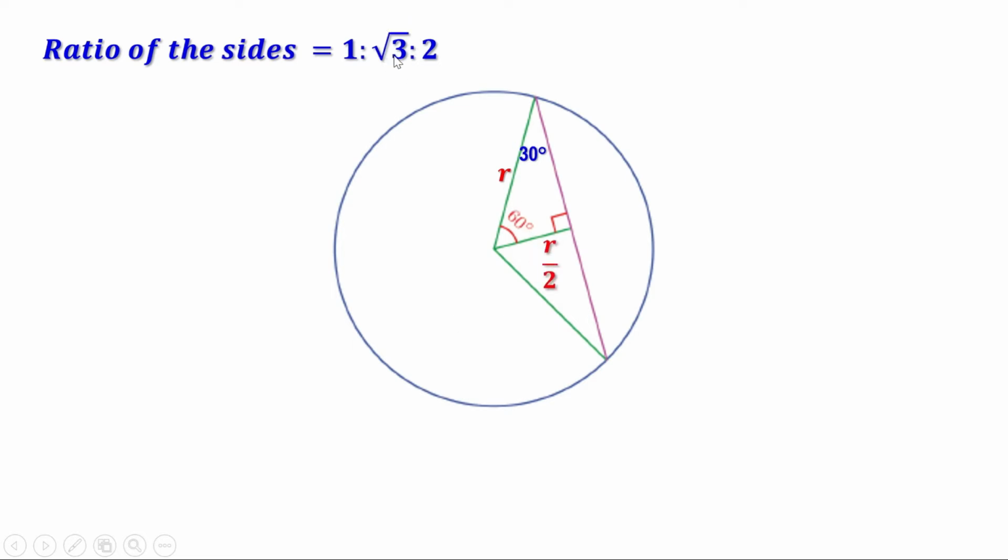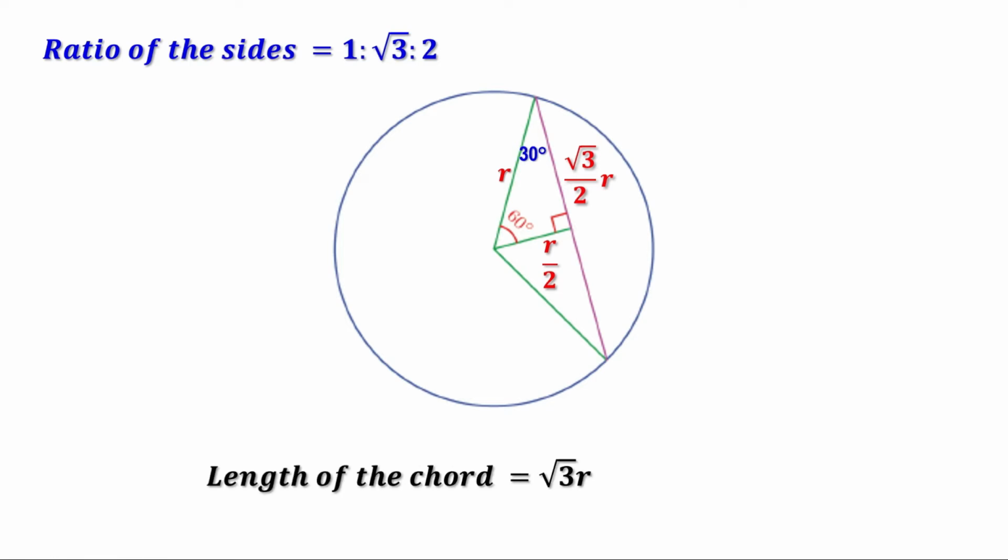Now the other side is root 3 times the shortest side, that is root 3 into shortest side. Therefore, this side is root 3 into r by 2 or root 3 by 2 into r. Since the length of this part is root 3 by 2 r, this is also equal to root 3 by 2 r because this perpendicular bisects the chord. Therefore, the length of the chord is root 3 by 2 r plus root 3 by 2 r or root 3 r. That means length of the chord of central angle 120 degree is root 3 times its radius.